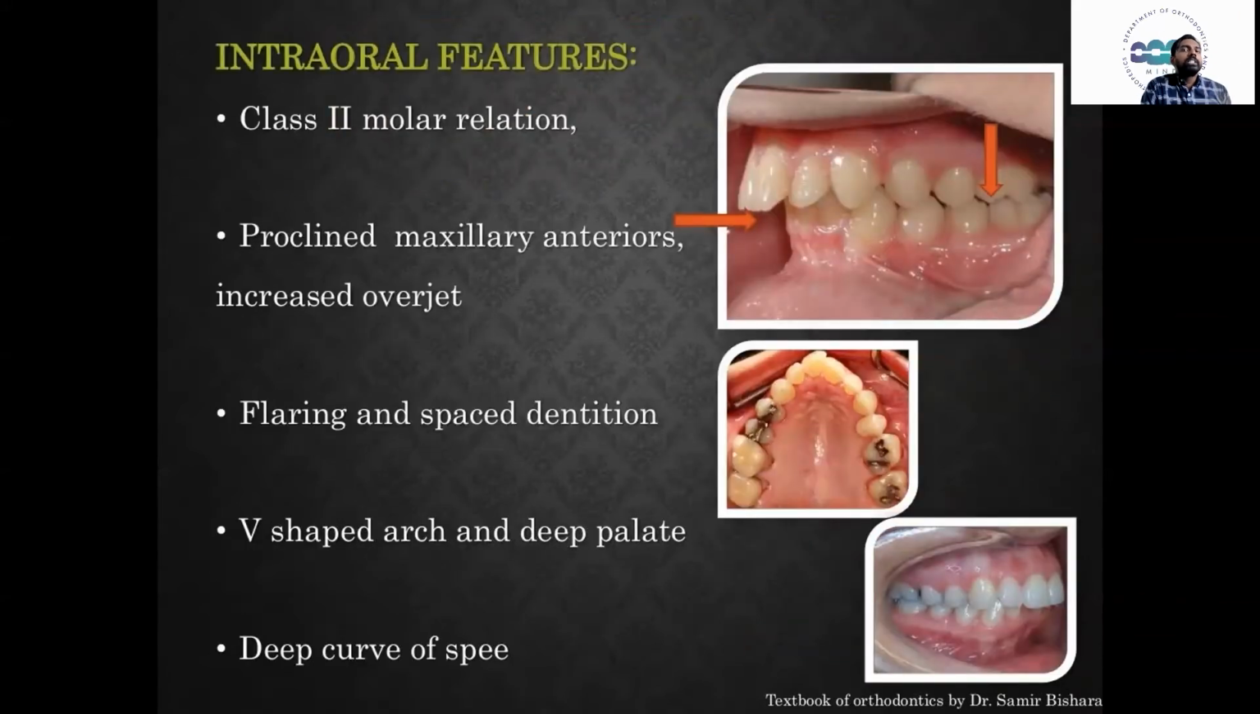Coming into the intraoral clinical features. First of all, there will be a class 2 molar relationship. Then as I said, there will be proclination and flaring of maxillary incisors, a V-shaped constricted arch, a deep palate, and a deep curve of Spee. Due to the deep bite, there will be extrusion of the lower incisors.